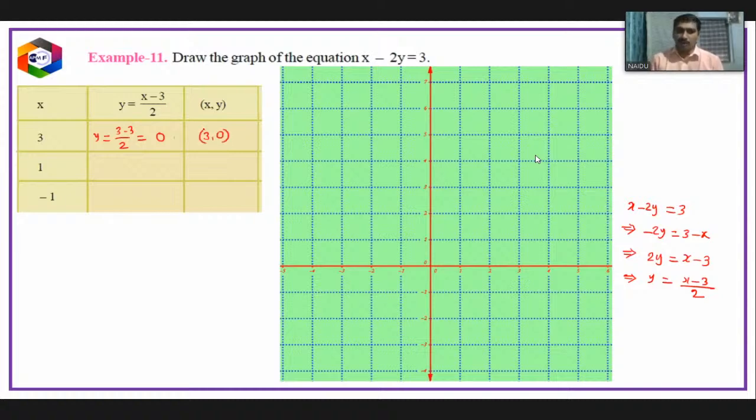Now one more positive and one negative value. This time I have not taken 0, but I have taken 1. Upon substituting 1 here, let us observe that. Why don't you take 2? Let us try it. 2 minus 3 is minus 1, and again you will get a fraction. So try to avoid the fraction.